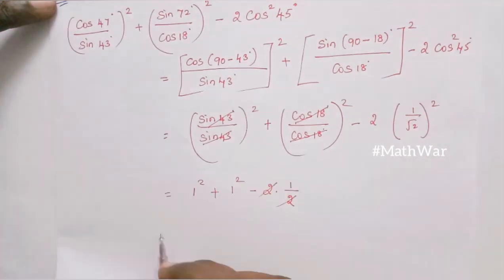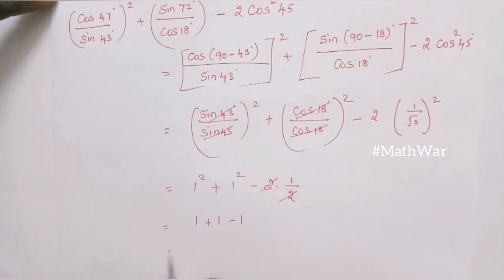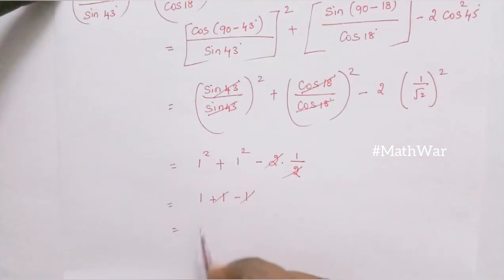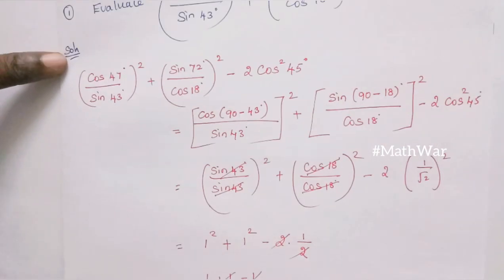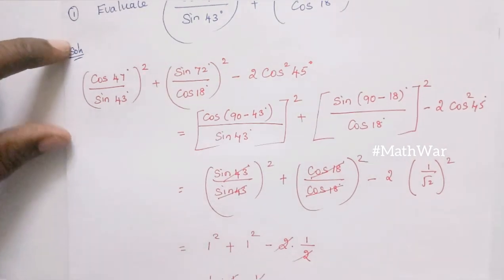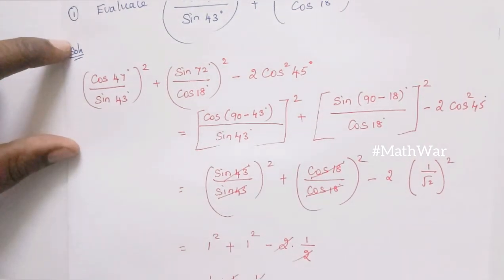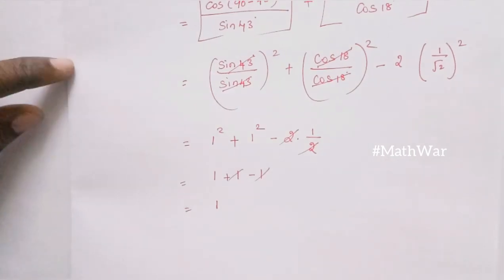1 square minus 2 into (1 by root 2) whole square, which is 1 by 2. Now 2 will get cancelled. So finally the answer is 1 plus 1 minus 1, that is 1. Therefore (cos 47 degree by sin 43 degree) whole square plus (sin 72 degree by cos 18 degree) whole square minus 2 cos square 45 degree is nothing but 1.